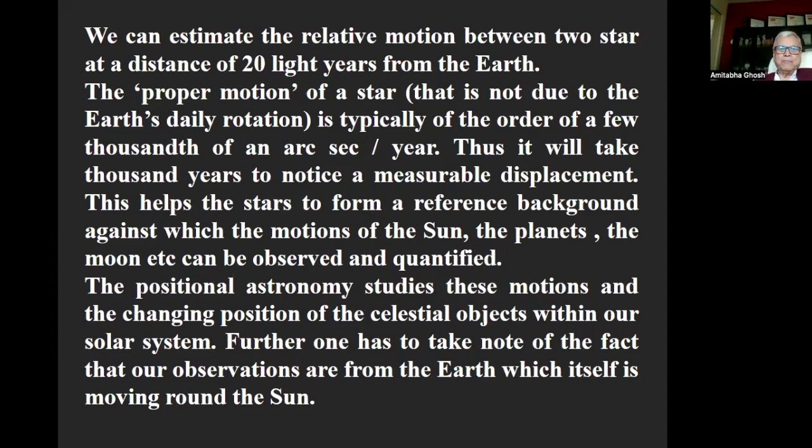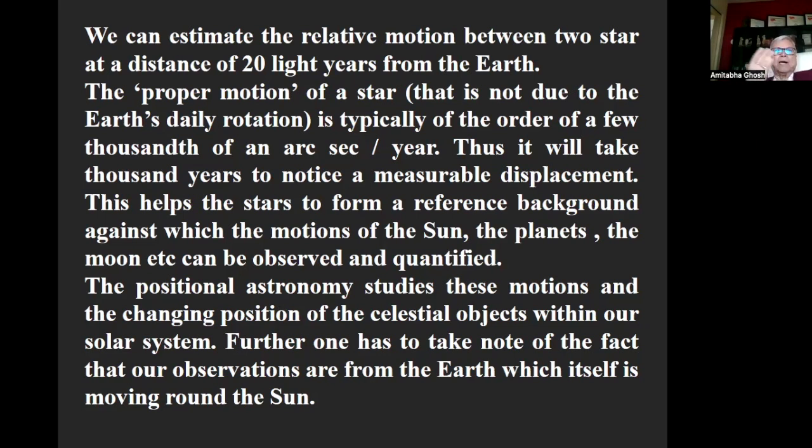We can estimate the relative motion between these two stars at a distance of 20 light years from Earth. The proper motion of a star, that is not due to the Earth's daily rotation and relative motion, is typically of the order of a few thousandths of an arc second per year. Thus, it will take 1,000 years to notice a measurable displacement, and this helps the stars to form a reference background against which the motions of the sun, the planets, and the moon, etc., can be observed and quantified.